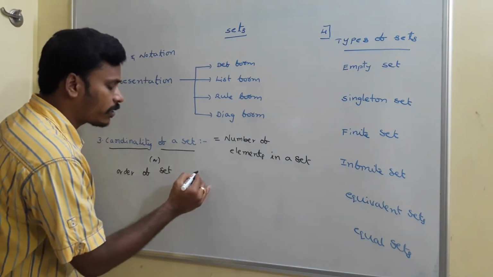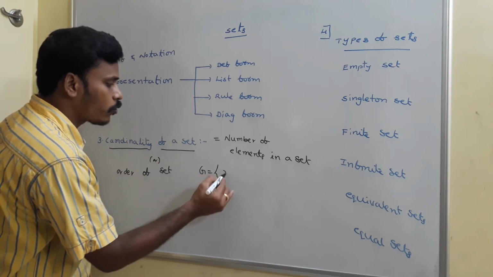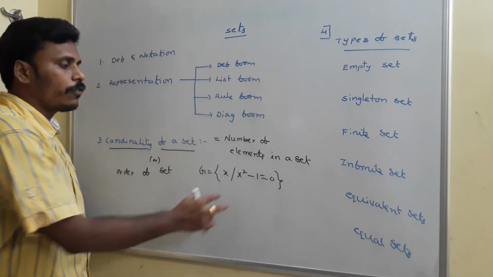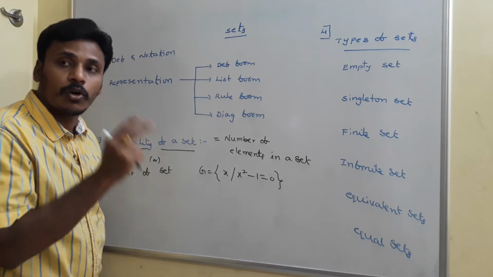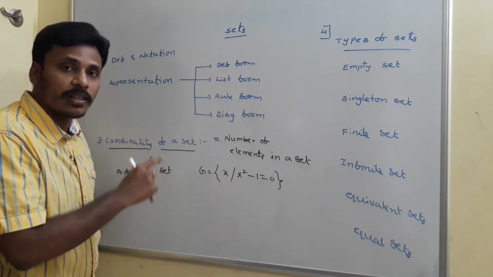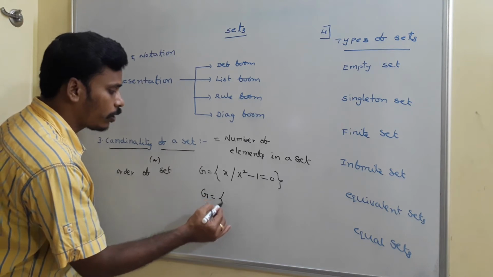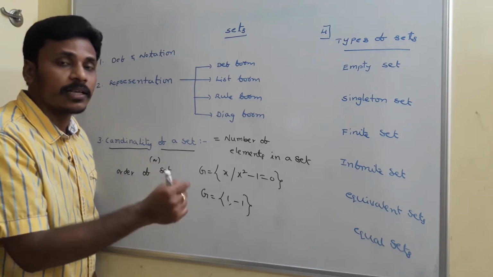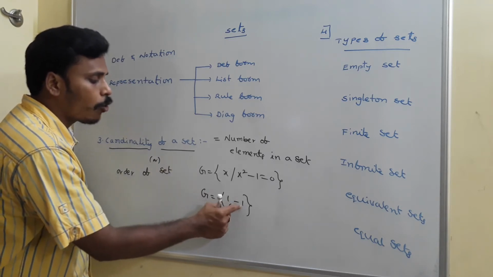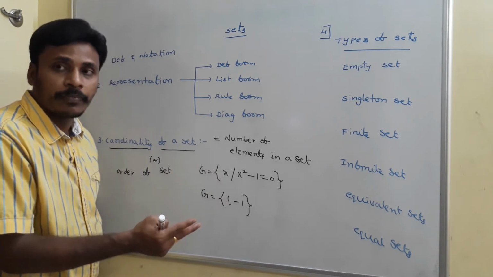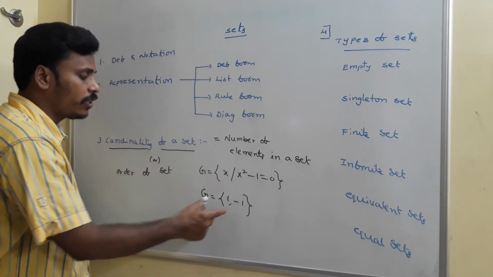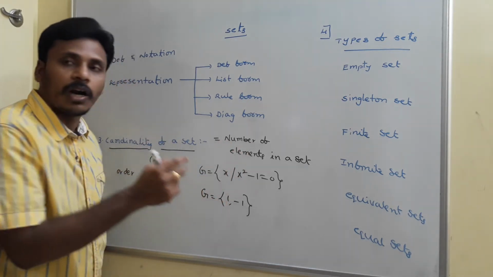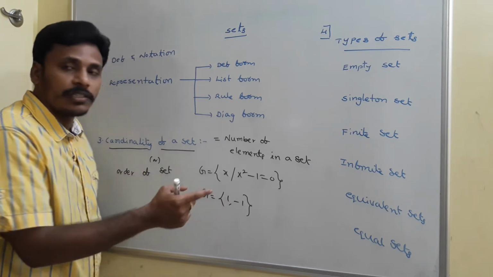Actually, at the end of the last class, I gave you some set G. G is equal to {x such that x square minus 1 is equal to 0}. If you solve this, x square minus 1 equals 0, you will get two values for x. One is 1 and the other is minus 1. So you say that G is equal to {1, minus 1}. Now you just count the number of elements in the set G. How many are there? There are just two elements, right? Since there are only two elements in the set G, we say that the number of elements in G is 2. The cardinality of the set G is 2, as well as the order of the set G is 2.